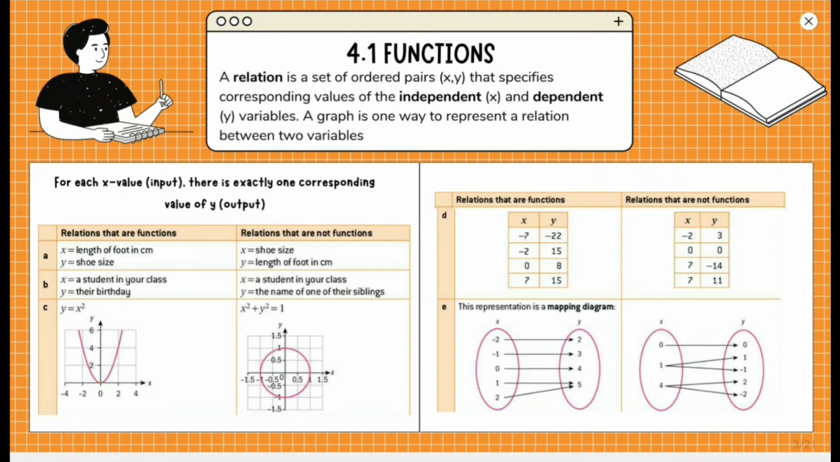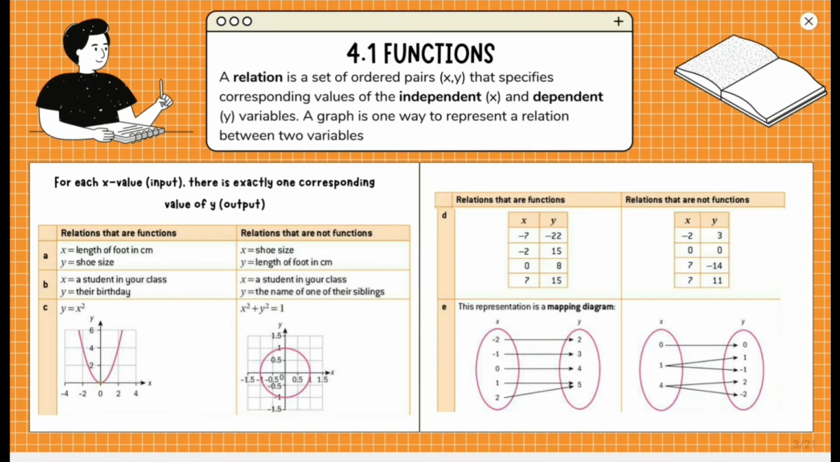A function is a relation, a set of ordered pairs x and y that specifies corresponding values of the independent variable, which is x, and the dependent variable, which is y. A graph is one way to represent a relation between two variables. Below you can see the difference between a function and a non-function. Easily, we can say that for each x value there is only one corresponding value of y, which is, for one input there is only one output.